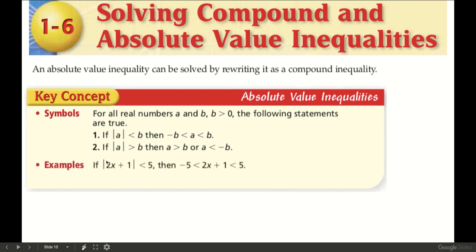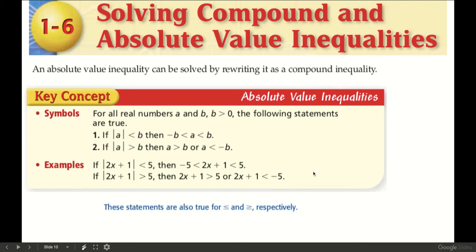So for example, if I had the absolute value of 2x plus 1 is less than 5, then I could write it as an and statement. I could say that 2x plus 1 would have to be greater than negative 5 and less than positive 5. If I looked at the same problem, but the inequality was flipped, if it was the absolute value of 2x plus 1 has to be greater than 5, then that could be written as an or statement, where 2x plus 1 has to be greater than 5, or 2x plus 1 has to be less than negative 5. Okay. These statements are also true whether it's less than or equal to or greater than or equal to. It still holds true.